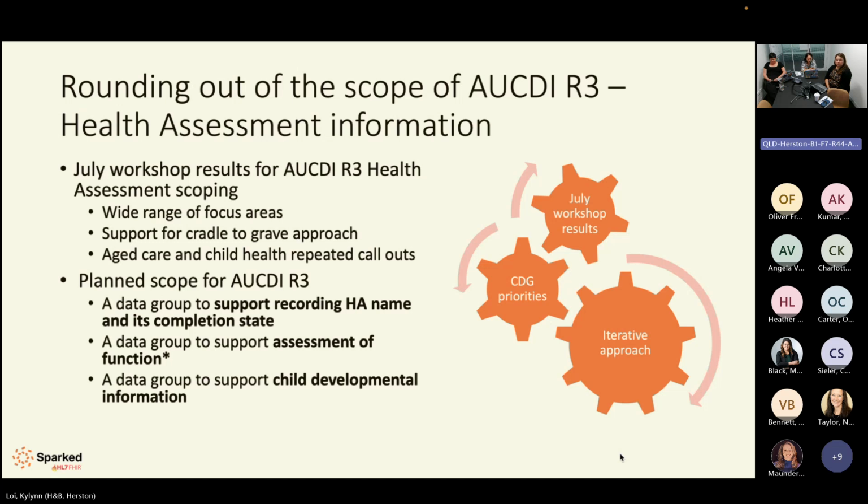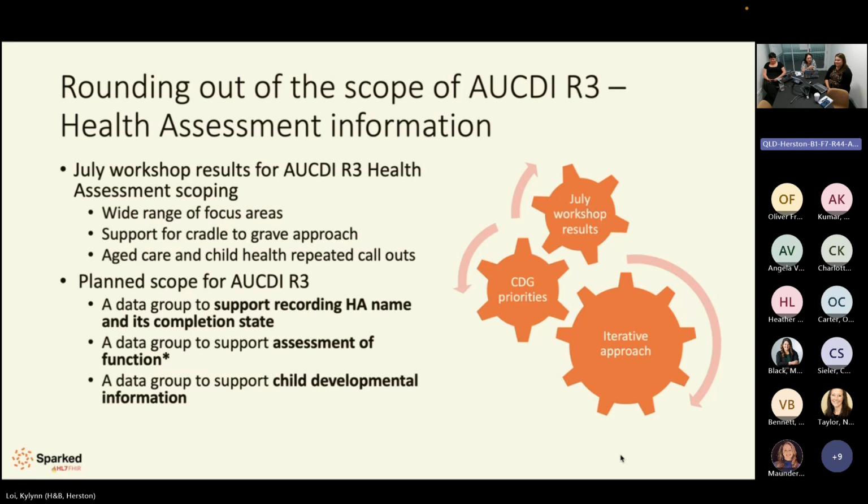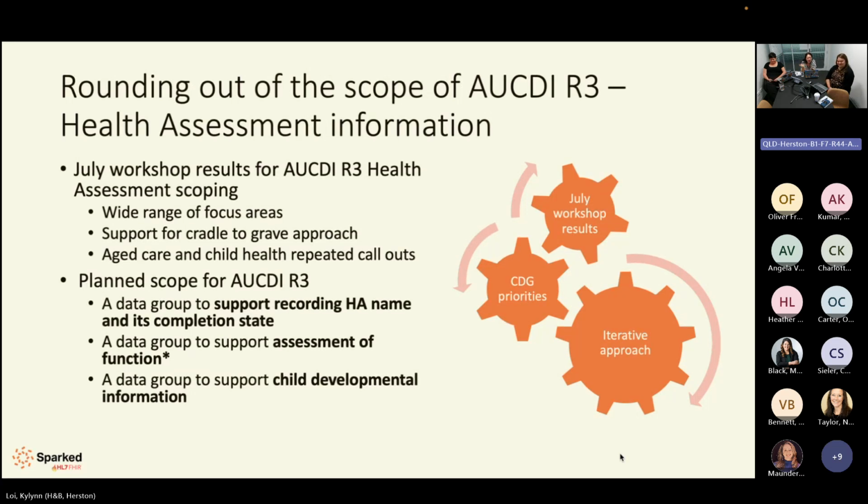So taking those results that came out of July, thinking about all of those wide focus areas and thinking about that cradle to grave approach, we did note that aged care and child health were repeated call-outs within that July workshop. So I've taken the July workshop results, thought about what we're looking at in terms of the CDG priority, and knowing that we are doing this in an iterative approach, it is only step 1, or step 3 in the process, knowing that there are further steps.